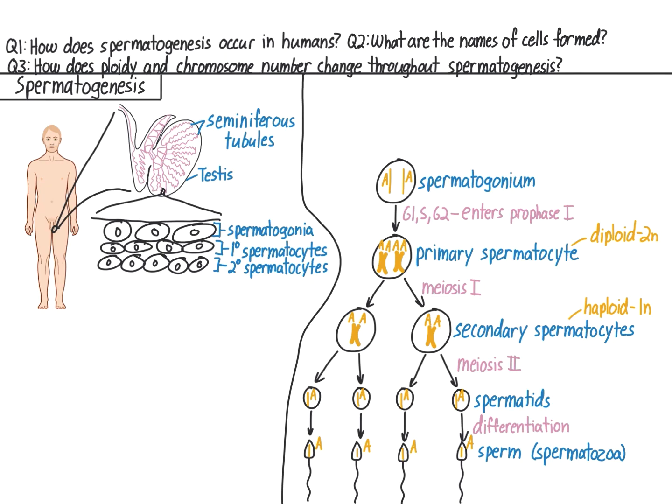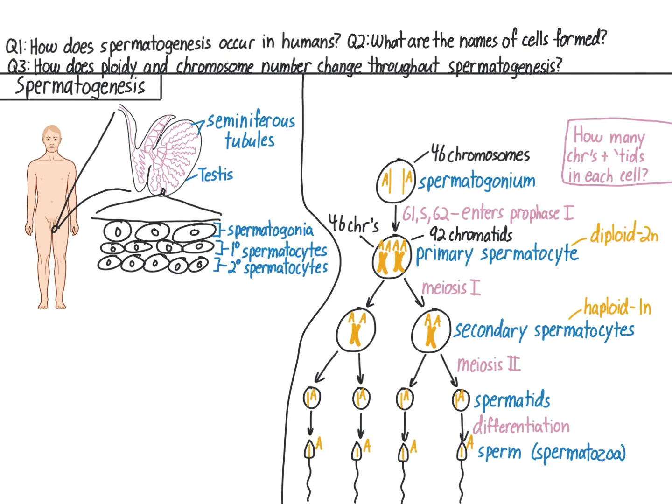At this point, try to answer the question: how many chromosomes and chromatids are present in each of these cells in human males? I'll give you a few seconds to pause the video. Okay, the spermatogonia have 46 chromosomes in G1. Once these chromosomes are replicated and condensed, there will be 46 chromosomes, but each has 2 chromatids, so there are 92 chromatids in the primary spermatocyte.